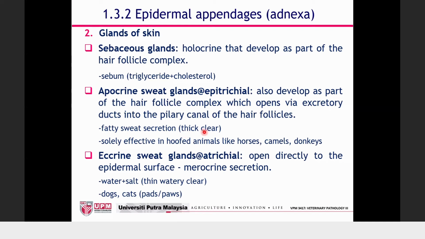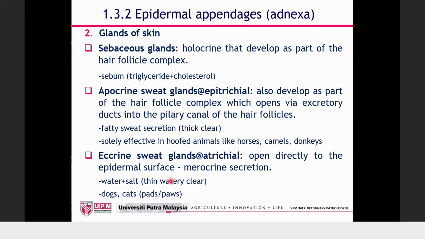And this type of gland is the only gland that is found in hoofed animals like horses, camels, and donkeys. Okay, and then you have also the equine sweat glands or the atrichial gland. This one opens directly to the epidermal surface and it will secrete a merocrine secretion. So the secretion is usually watery and salty. That's why it's very thin, watery, but clear.